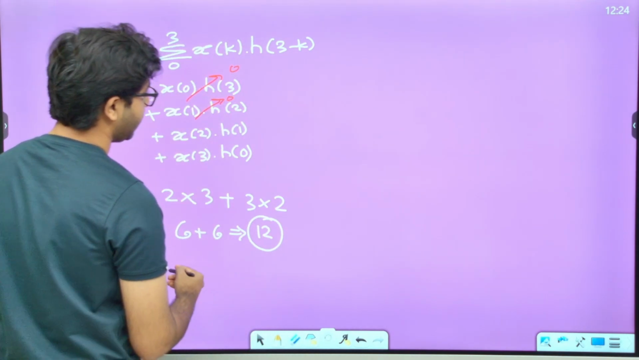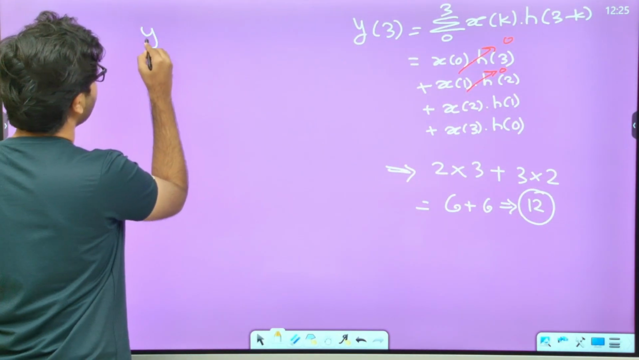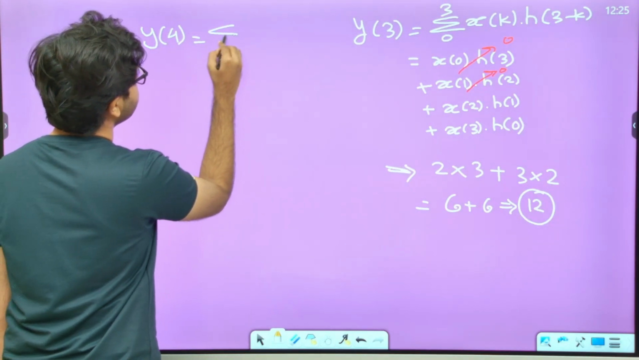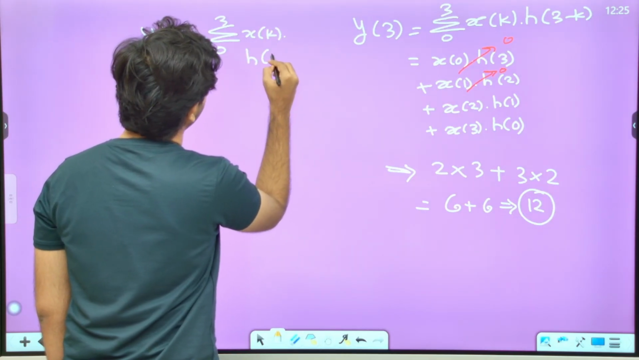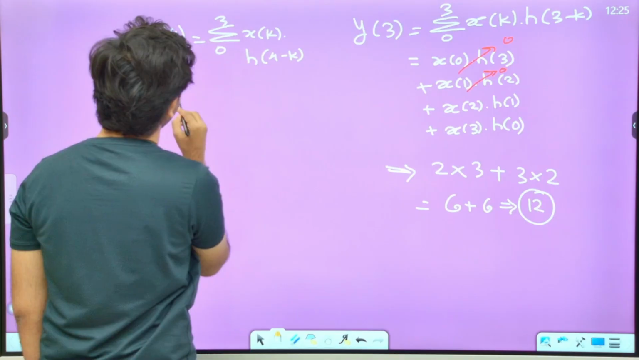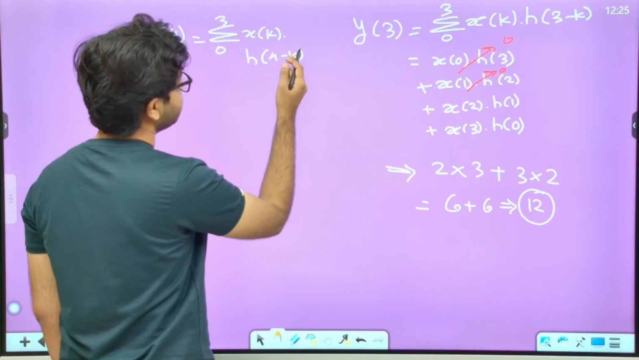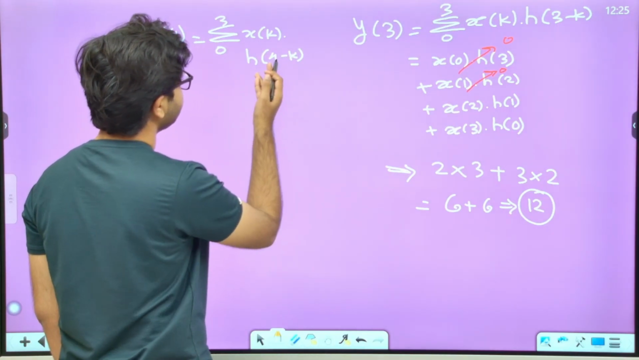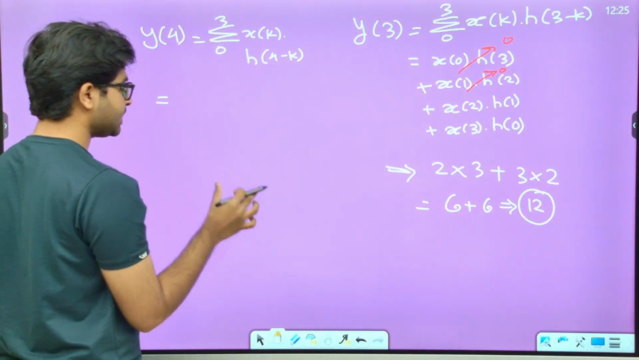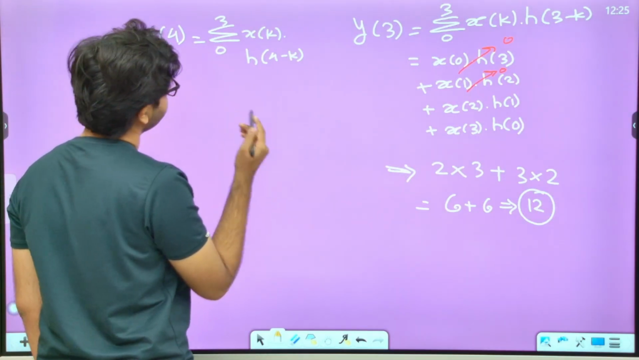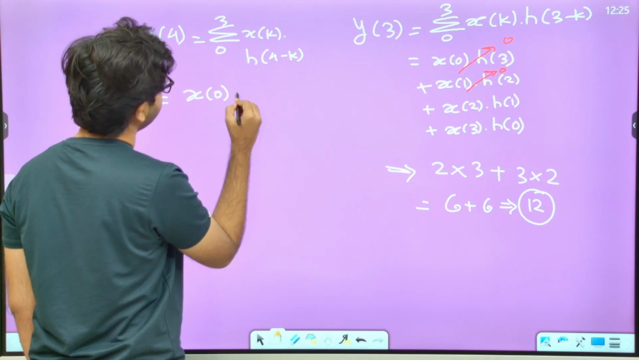Okay, so I hope this is the second last, and the last one is y of 4 equals summation 0 to 3 x of k h of 4 minus k. Now with the logic we can directly say that if k is 0, h of 4 will not exist, then h of 3 will not exist, h of 2 will also not exist. But for writing we will just write it, but as soon as the logic is developed, we can directly write it. But as this is the first time, we will write it completely.